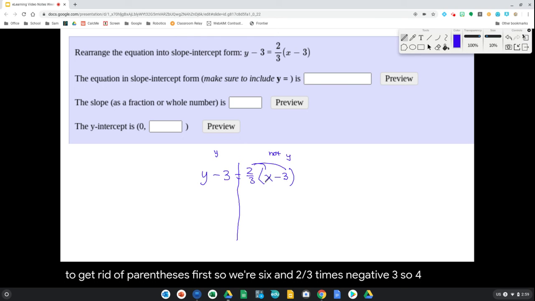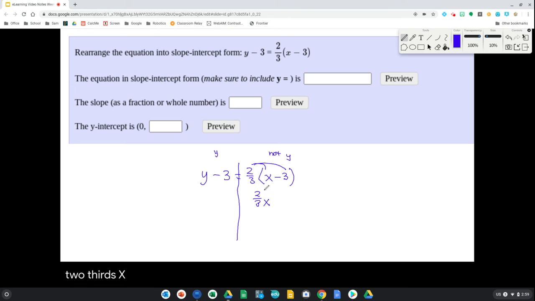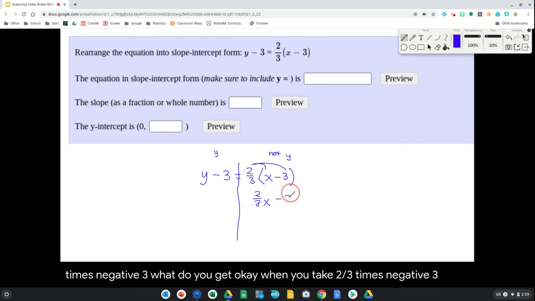So for 2/3 times x, that would just be 2/3 times 1x. 2/3 times 1 is just 2/3, so it'll just be 2/3x. Now we want to take 2/3 times -3. So if you multiply 2/3 times -3, what do you get? When you take 2/3 times -3, you get -2.